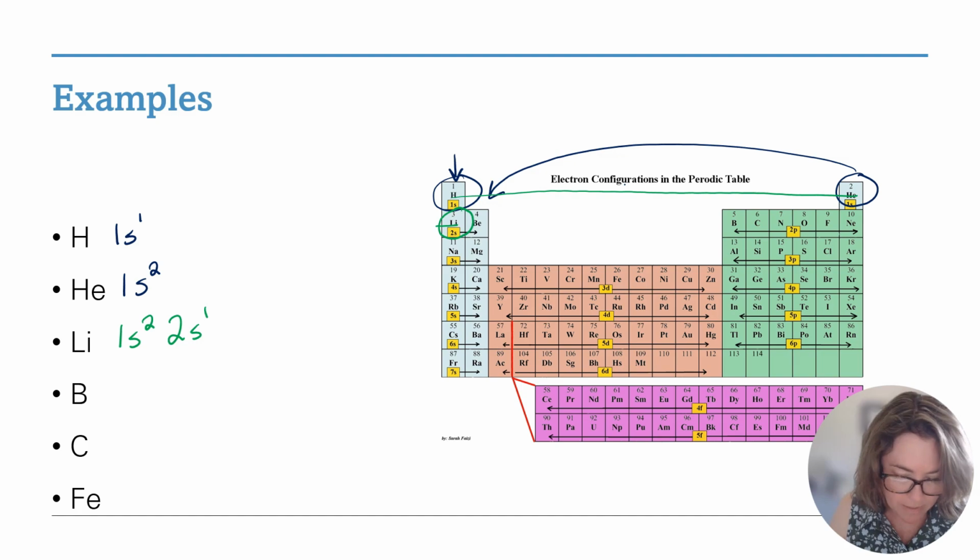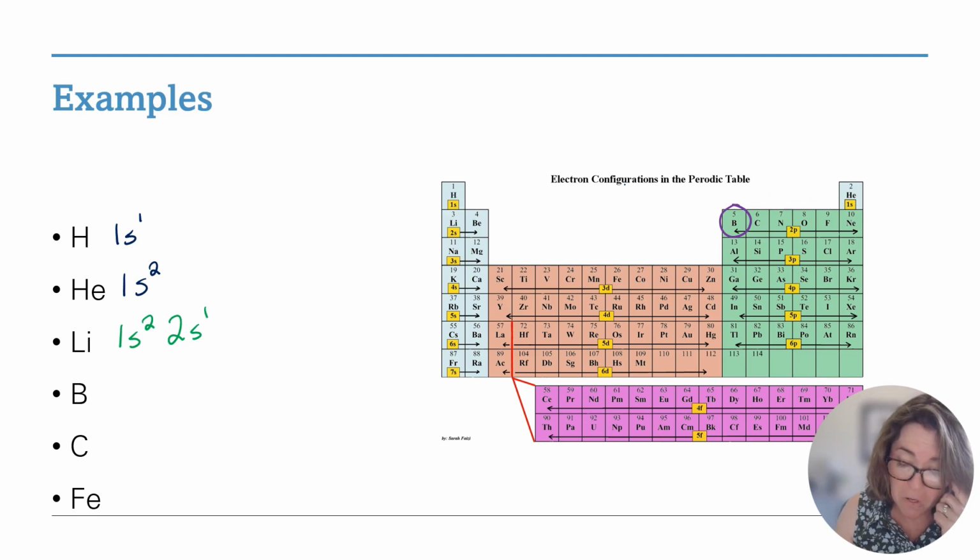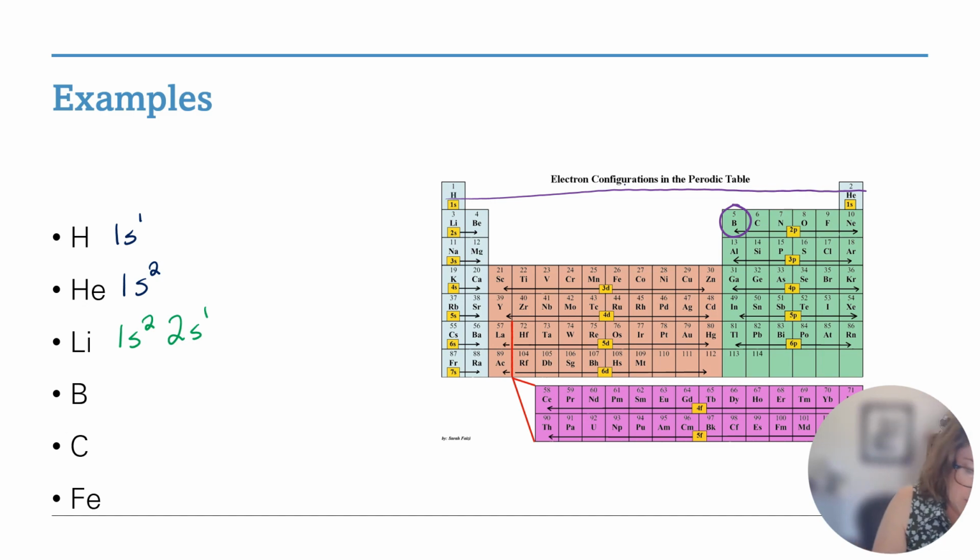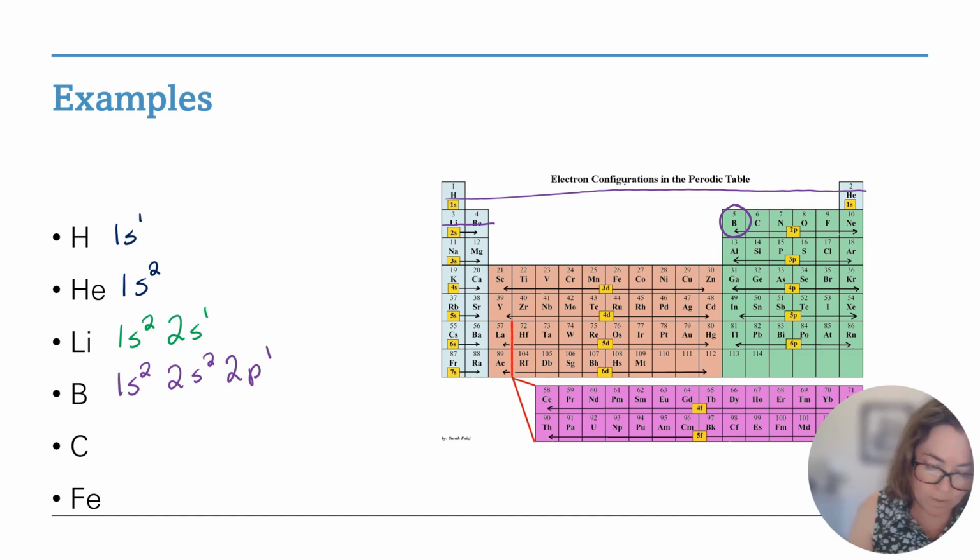Let's do boron next. So boron is right here. And again, I want to start myself right at the beginning. So I want to start with hydrogen, and I'm going to go across that first period. So I am filling up 1s2. I'm completely going across the S block for energy level 2 or period 2. So that's going to be 2s2. And then boron is 1 space into the P block, and so that is going to be 2p1.